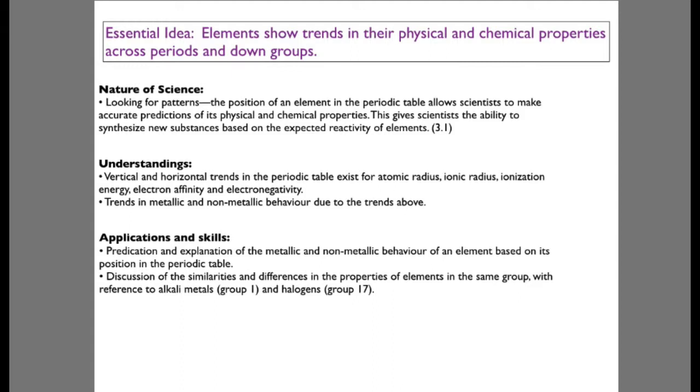Prediction and explanation of the metallic and non-metallic behavior of an element based on its position in the periodic table, and discussions of the similarities and differences in the properties of elements in the same group, with reference to alkali metals, which is group 1, and the halogens in group 17.